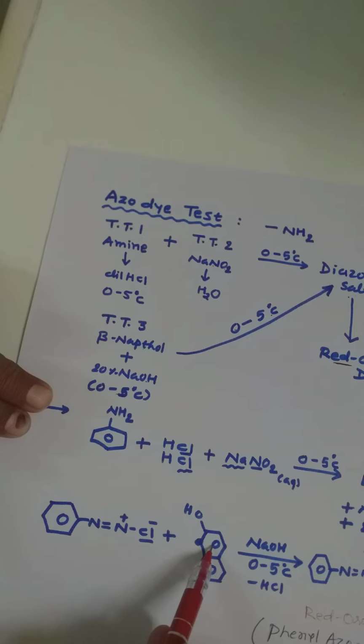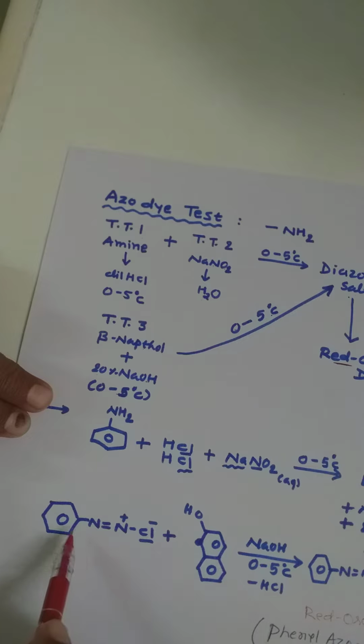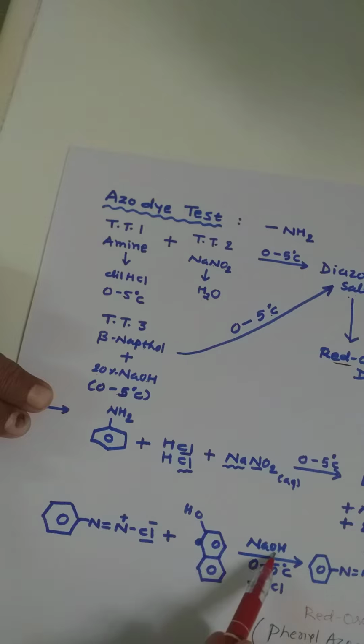So beta-naphthol is naphthalene with OH on position number 2. So it is the beta-naphthol solution prepared in 20% NaOH. And this solution is slowly added to the diazonium salt solution. So that is the structural formula of diazonium salt: benzene with N double bond N plus and Cl minus. So the diazonium salt solution reacts with beta-naphthol in NaOH, and the temperature during the whole chemical reaction is maintained at 0 to 5 degrees Celsius.